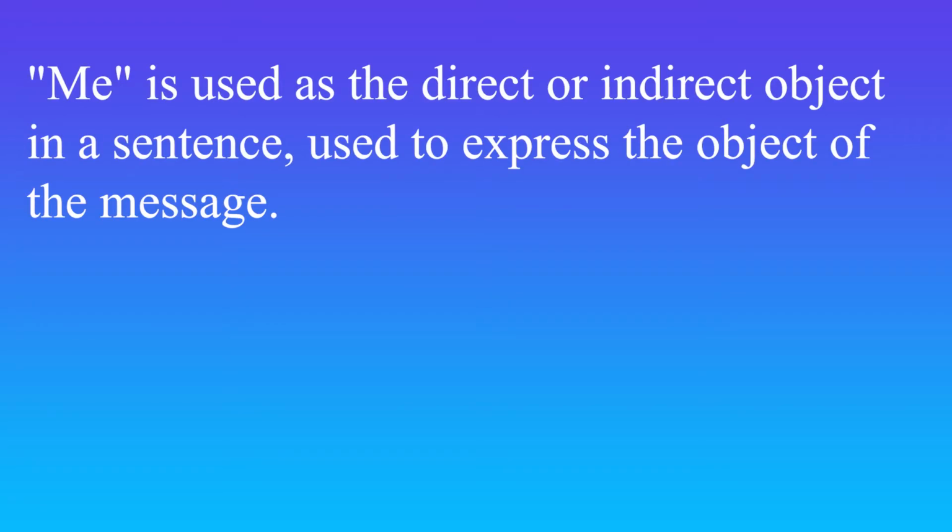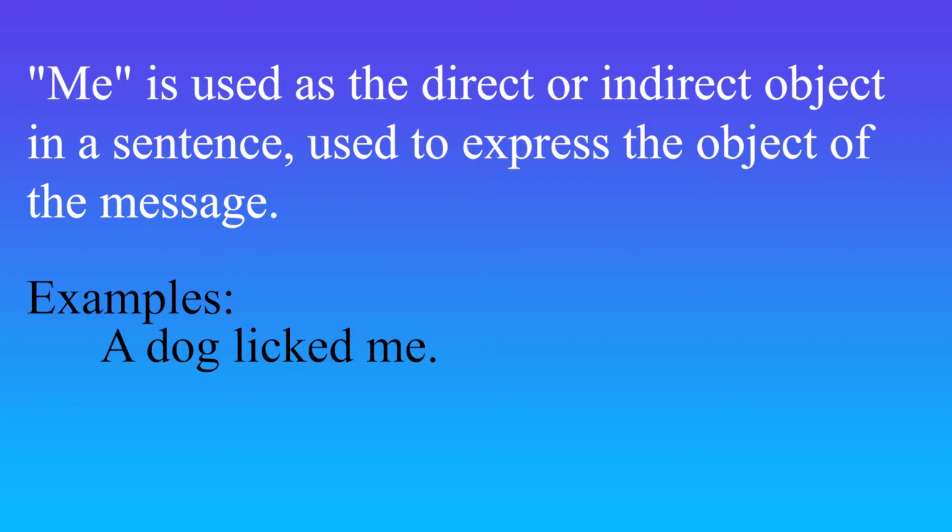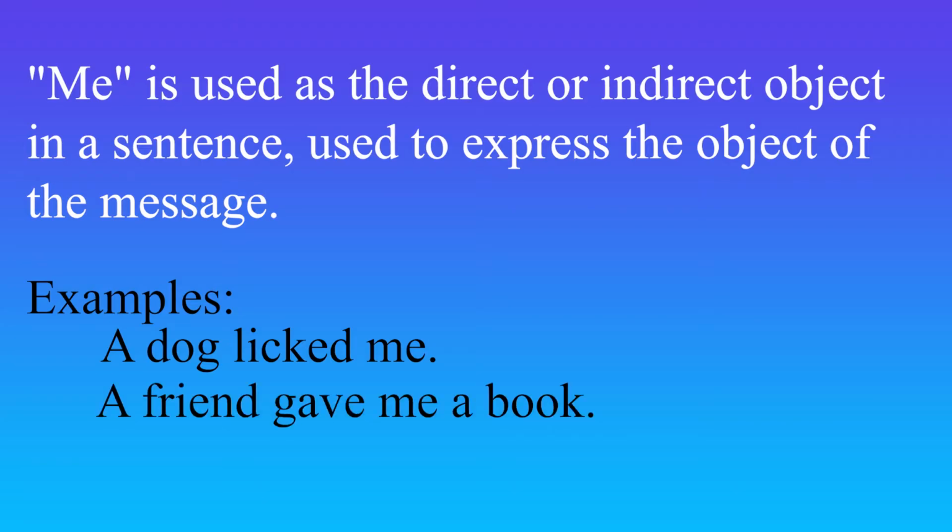When do we use me? Me is used as the direct or indirect object in a sentence and is always used to express the object of the message. For example, a dog licked me. In this sentence, me is the direct object of the verb licked because it receives the action of licking. Another example is, a friend gave me a book. This sentence uses me as an indirect object.